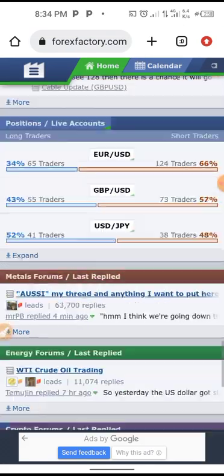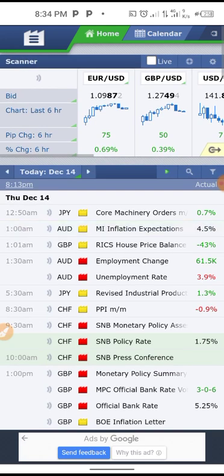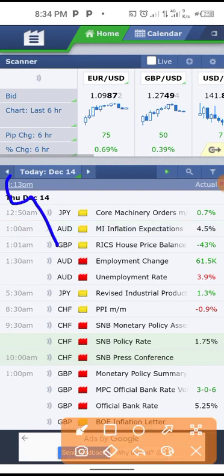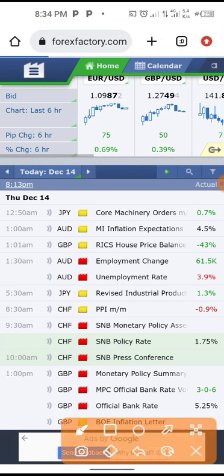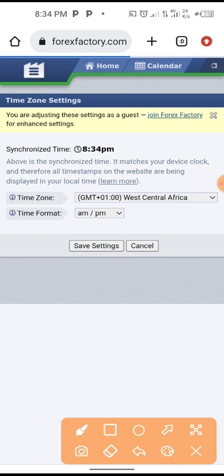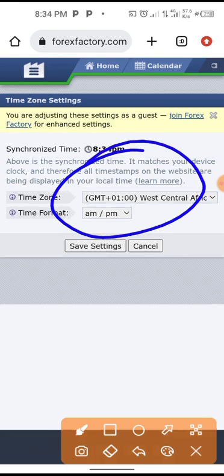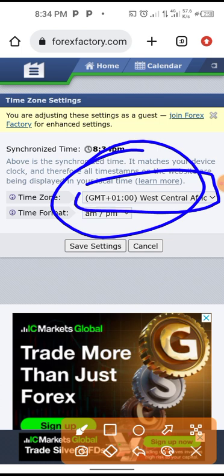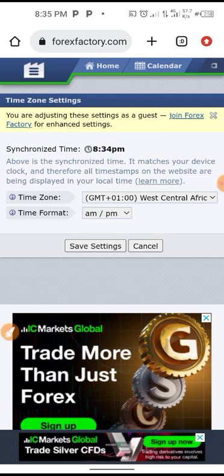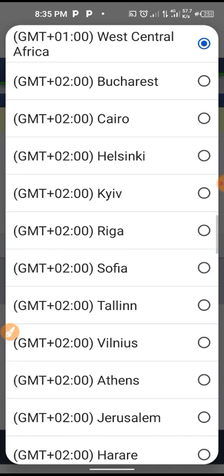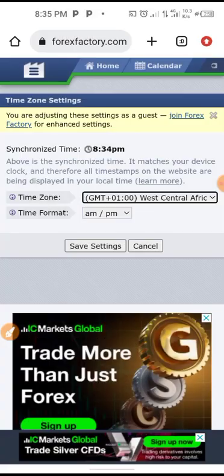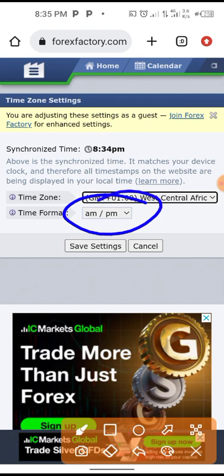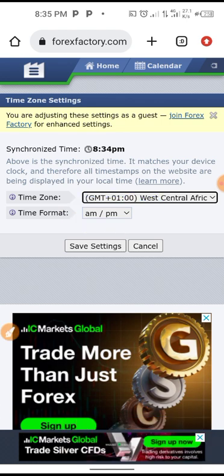If your time is not really correct, you can change it from here. You tap on the clock, the time, and it will load. From here you can change your time. You see mine is on West Africa time, GMT plus 01, which I think is the correct one. West Central Africa. So in case your time is not correct, come here and change it. Time format, leave it as AM/PM. Okay, so let's go back to the home page.